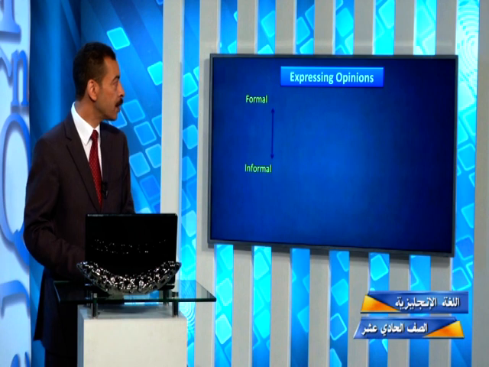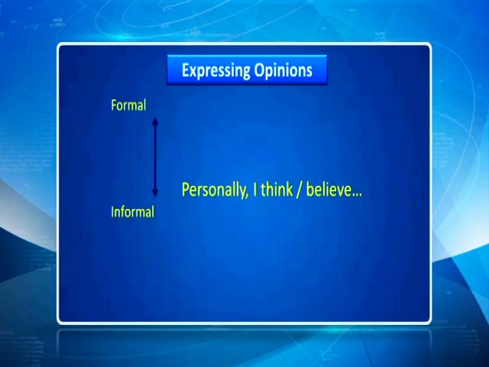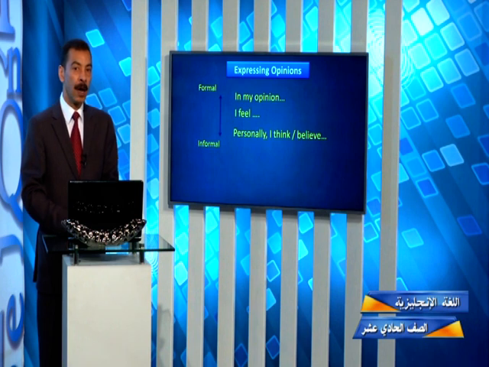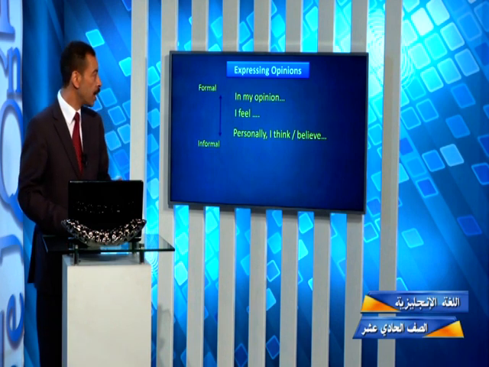So when talking about or expressing opinions, you can say, personally, I think, I believe, so and so. This is informal language. If you want to be a little bit more formal, you can say, I feel so and so. It means that my opinion is this or that. And if you want to be formal, you can say, in my opinion. In my opinion, today is hot or today is cold. So you give your opinion in a formal way.